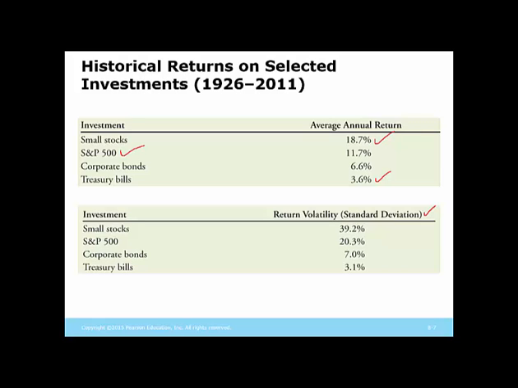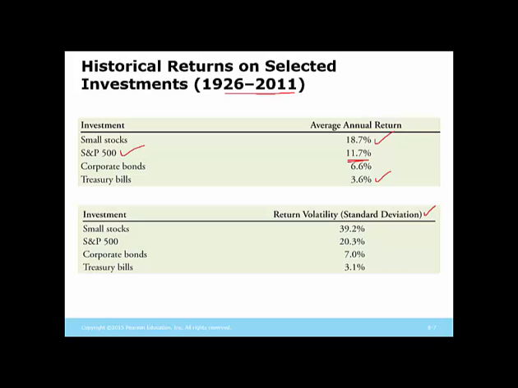Well, large stocks have averaged 11.7%. And I'm pretty careful about my language when I talk about returns. I almost always use the word average, because I don't want you to think that you're going to get 11% every year. It's an 11% per year average. And that's really what you want. You don't need 11.7% a year. You just need to have, over a period of time, the ability to earn that kind of money. And of course, this goes from 1926 to 2011.